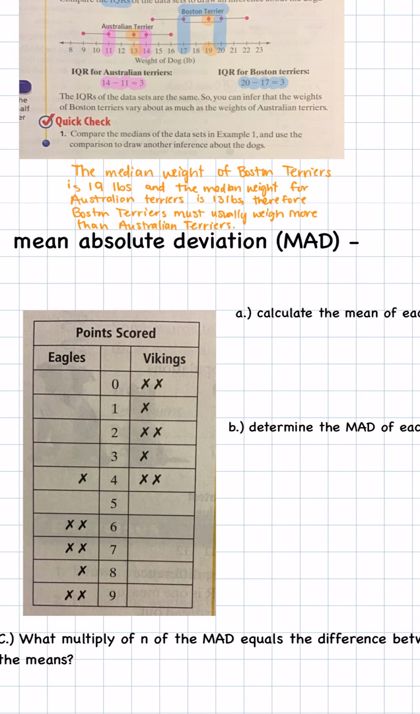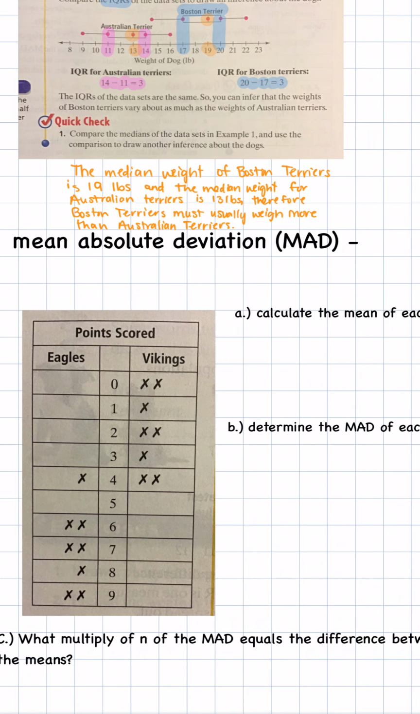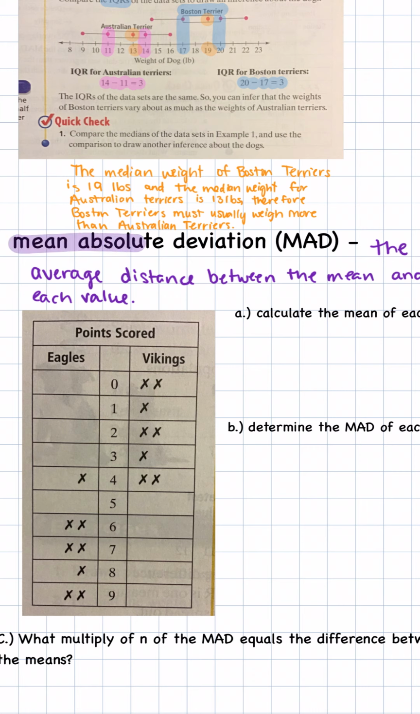Okay, so mean absolute deviation. A second measure of variability is mean absolute deviation, or MAD for short. The MAD of a data set is the average distance between the mean and each data value. So the mean absolute deviation is the average distance between the mean and each value.